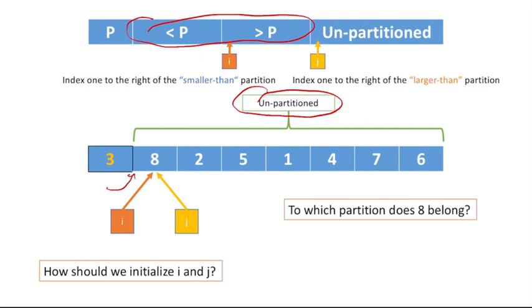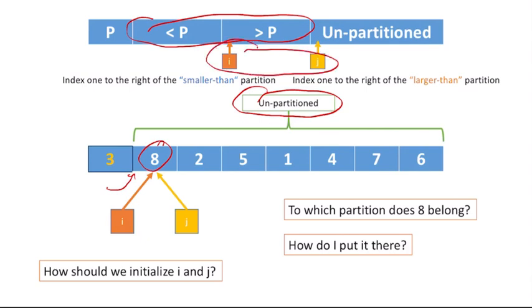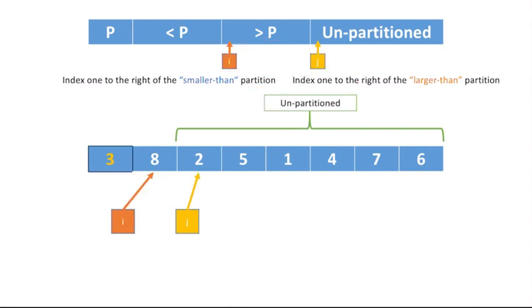And then we have to ask ourselves, here's our first element we're looking at. It's our first unpartitioned element. To which partition does 8 belong? Well, 8 belongs to the greater than partition, the larger than partition. And how do I put it there? Well, if I look at my indices here, if you notice, i always points to the first element in the larger than partition, so i is already correct. And j always points 1 to the right of the larger than partition. So how do I get 8 to its correct spot? I just need to move j 1 to the right, so increment j. Okay, so now we have this as our unpartitioned space.